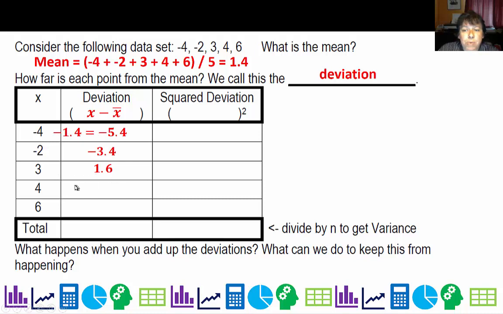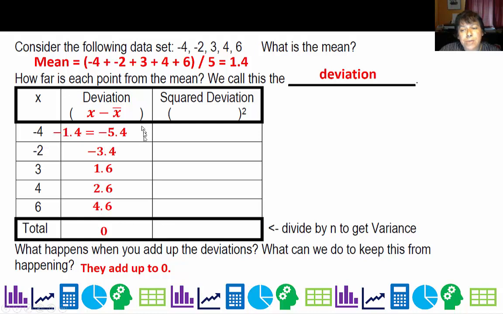And now I'll show you the deviations for the other points. 3 minus 1.4 is 1.6, then 2.6. By the way, you're probably going to notice a pattern: deviations tend to start negative, because you tend to be below average if you sort your data in ascending order. Then you get above average and your deviations go positive. If I add all these up, yes, I get 0 again.